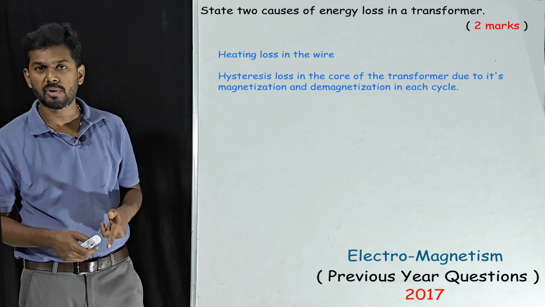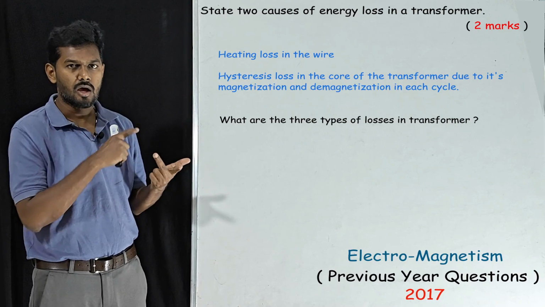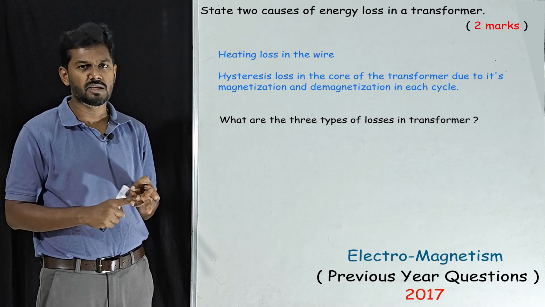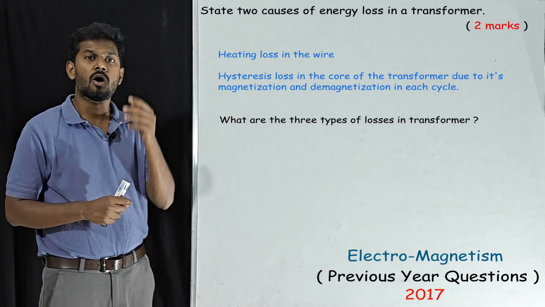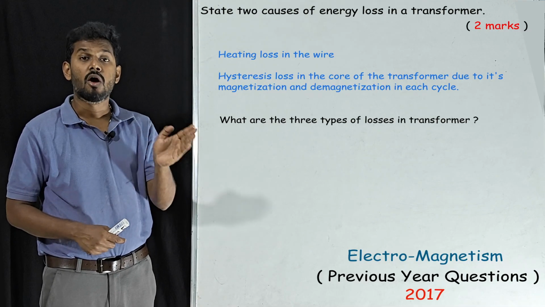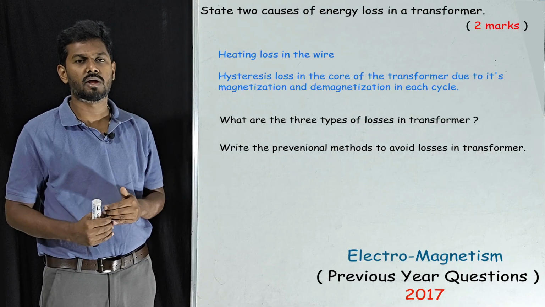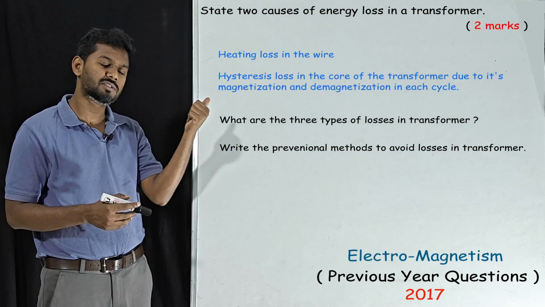How can the same question be twisted? They can ask what are the three types of losses: copper loss, eddy current loss, and hysteresis loss. Then they can ask what are the causes of these three, which is what we are learning. Then what are the preventions of these three losses? In this way, if you learn, then you know everything about this topic.